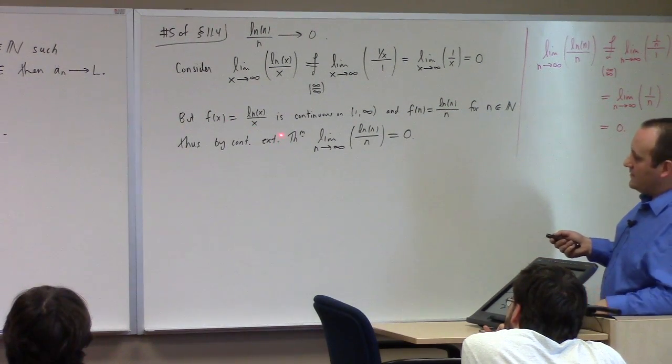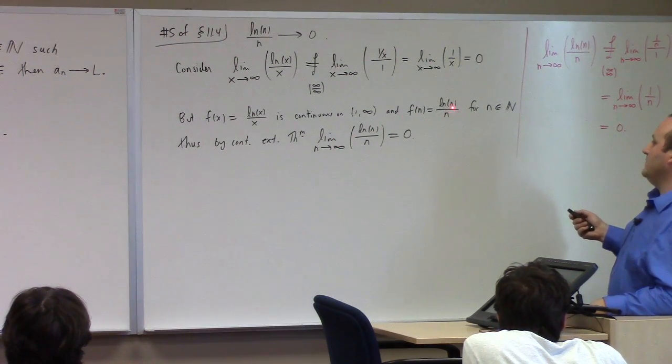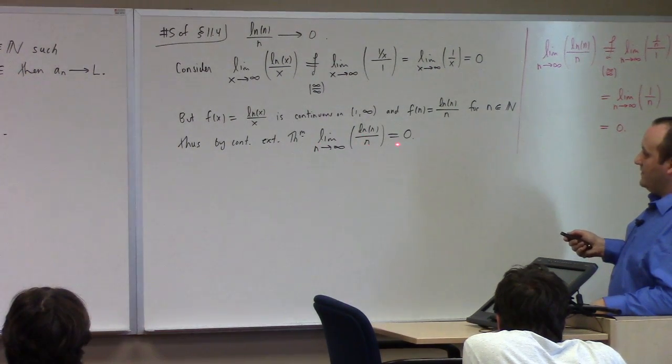But f of x equals ln of x over x is continuous on 1 to infinity, and f of n equals ln of n over n for every natural number, right? So by the continuous extension theorem, which we proved the other day, the limit as n goes to infinity of ln of n over n is also equal to 0.